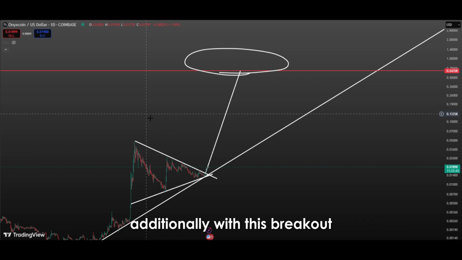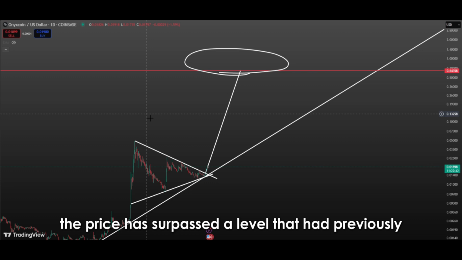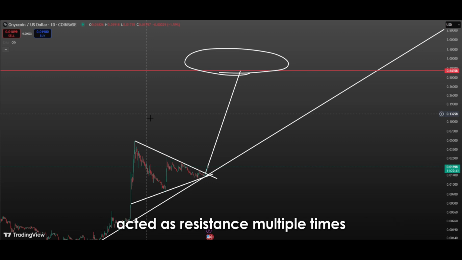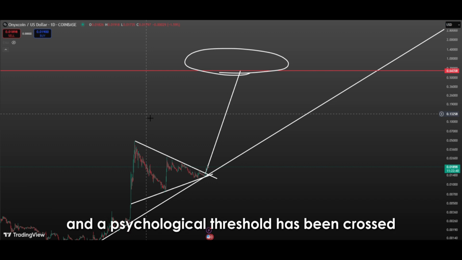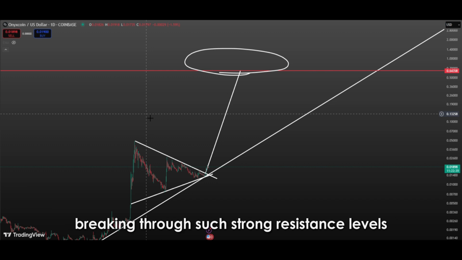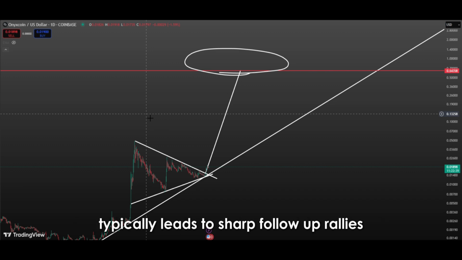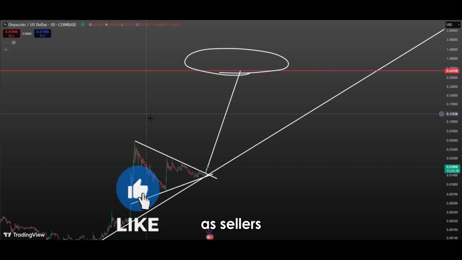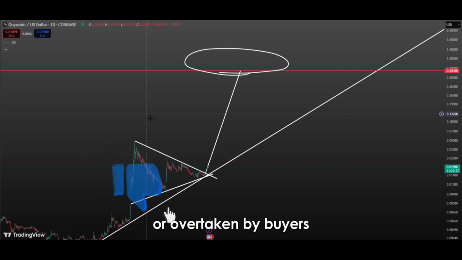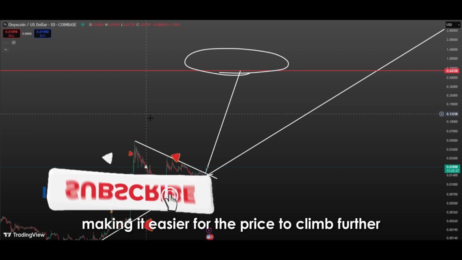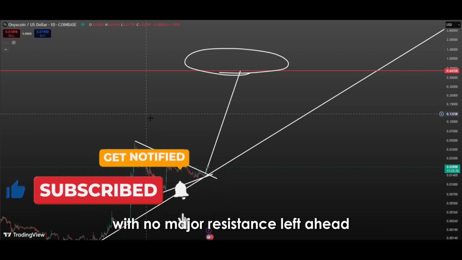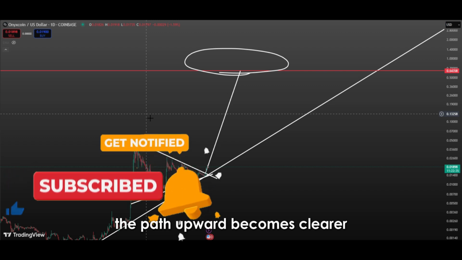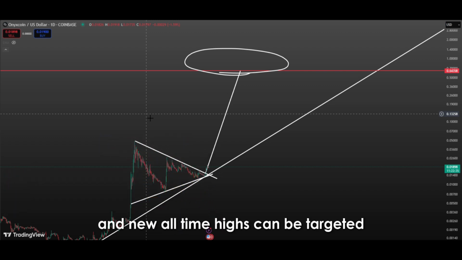Additionally, with this breakout, the price has surpassed a level that had previously acted as resistance multiple times. This indicates that a significant technical barrier has been overcome and a psychological threshold has been crossed. Breaking through such strong resistance levels typically leads to sharp follow-up rallies, as sellers waiting at those levels are either pushed out or overtaken by buyers, making it easier for the price to climb further. With no major resistance left ahead, the path upward becomes clearer, and new all-time highs can be targeted.